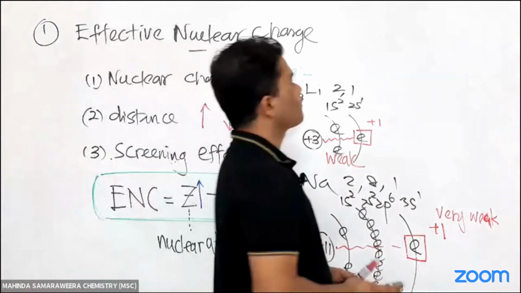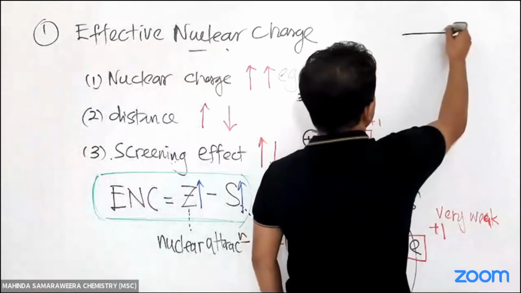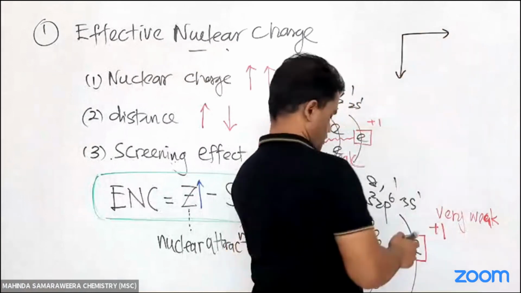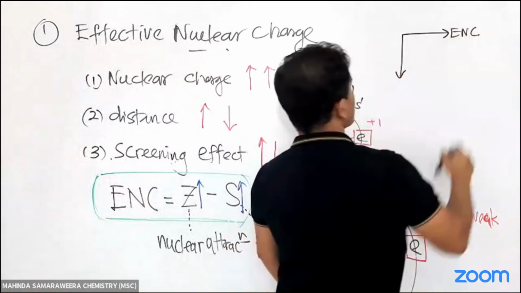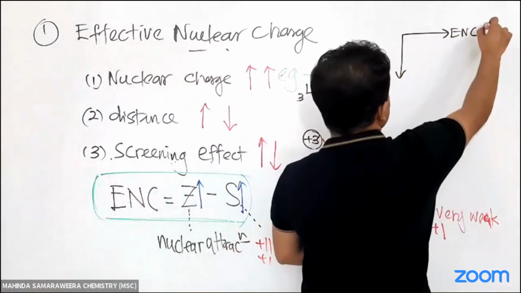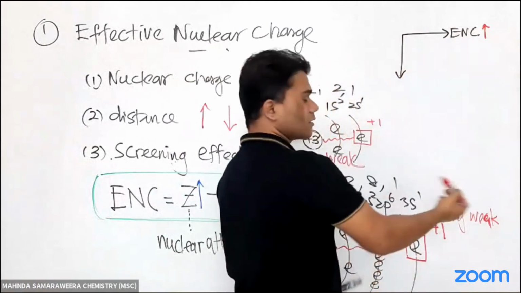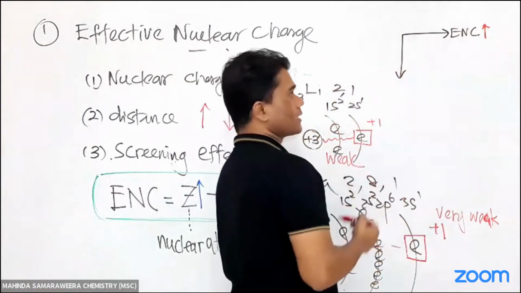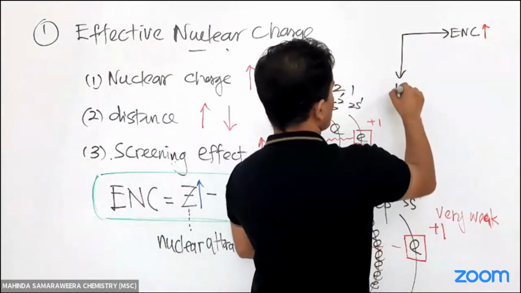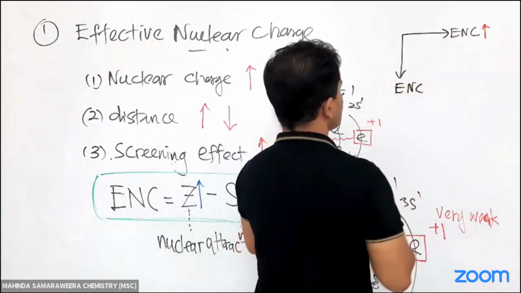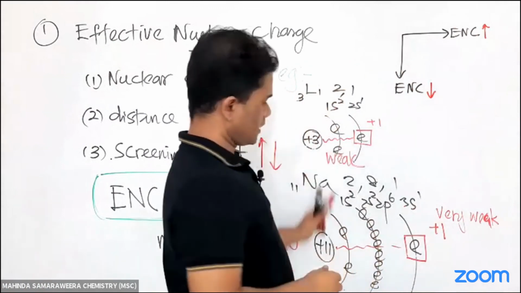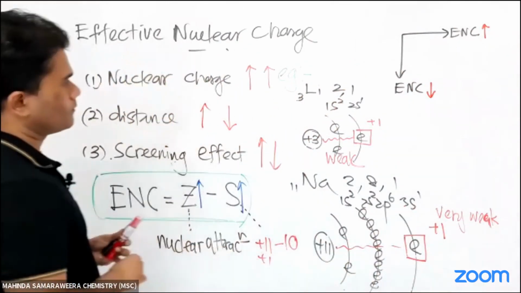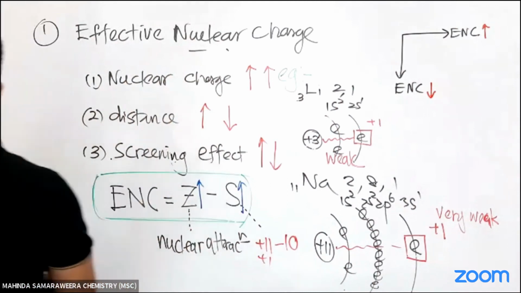Right. Then we got the variation of effective nuclear charge going along a period and down the group. Effective nuclear charge going along a period increases. Simply, the attraction between the nucleus and electron cloud increases. Going down the group, effective nuclear charge decreases. The attraction between the nucleus and electron cloud decreases. That's the variation of effective nuclear charge.